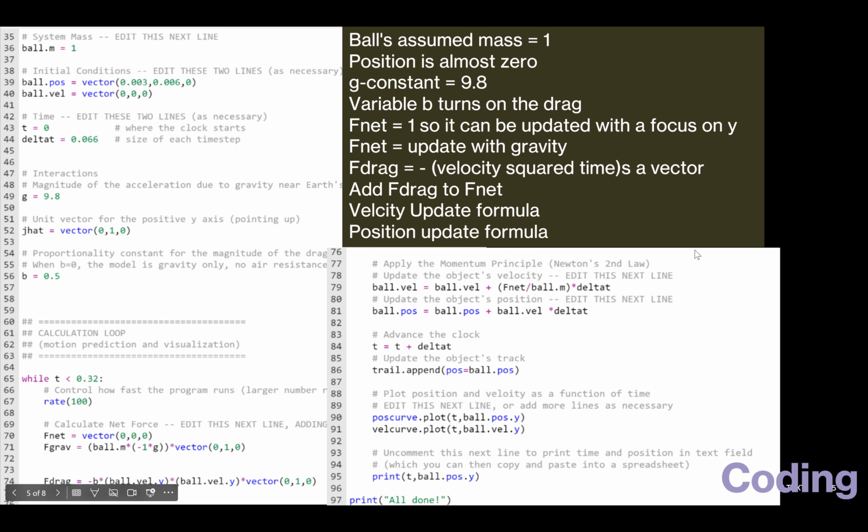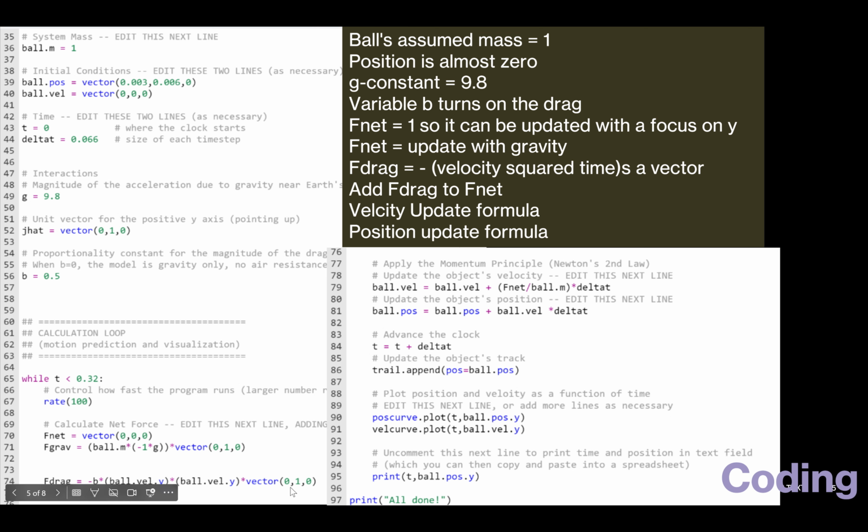Okay. And then this is the coding that I did. So in this case, we assume that the ball's mass is around 1. The initial conditions are those almost 0 starting point, with the velocity hopefully around 0. This is our g constant. This is the b constant. And here is our F net, which is 0, 0, 0 to start out, and our ball's mass, and the gravity force, which is mass times negative g, pointing down, assigned to a vector.